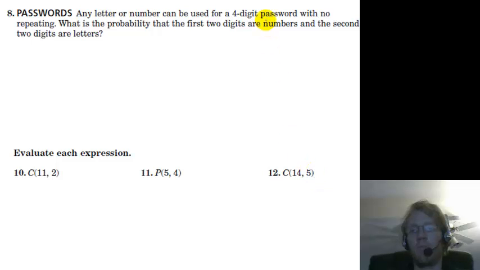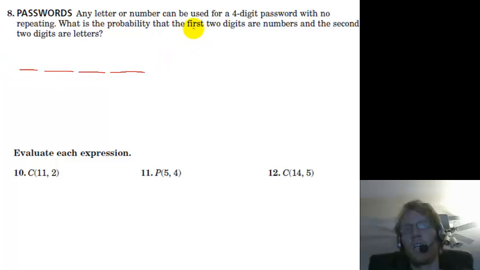Passwords. Any letter or number can be used in a 4-digit password with no repeating. What is the probability that the first 2 digits are numbers and the second 2 digits are letters? Here's a great example where it's a better way of looking at it by just writing down 4 blank lines and then seeing how many choices you have for each spot.